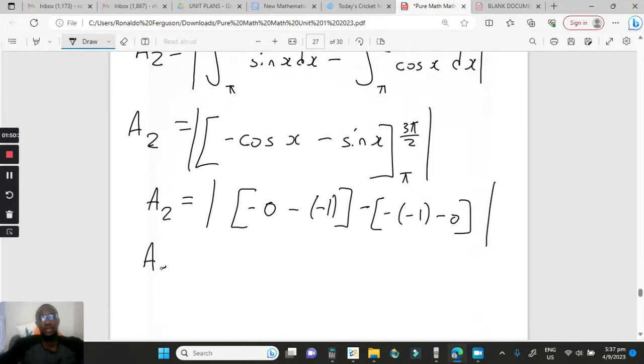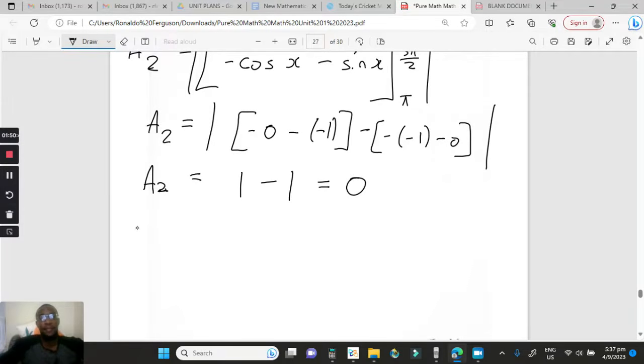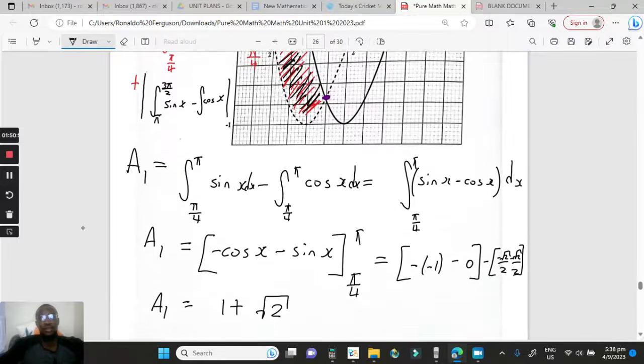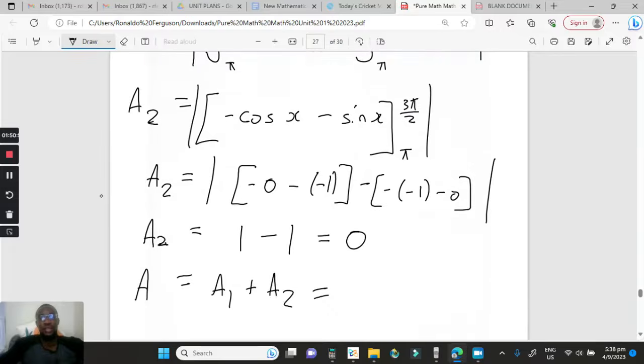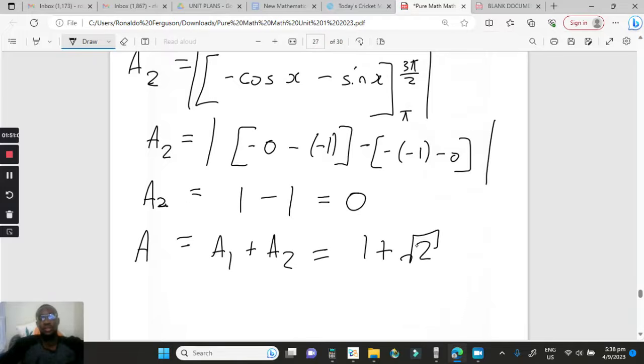So in that case, minus and minus is plus, that's plus 1. Minus and minus is plus over here, so we have 1 minus 1, which is 0. So in that case, it cancels each other, no problem. And so what we end up getting is that A is A1 plus A2, which works out to be 1 plus root 2. And we'll finish. So that's the area bounded between the curve, 1 plus root 2 units squared.